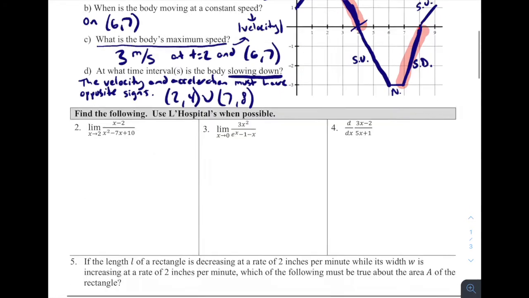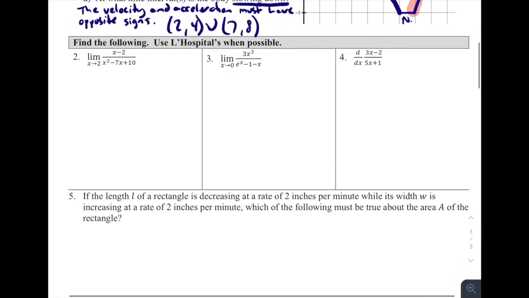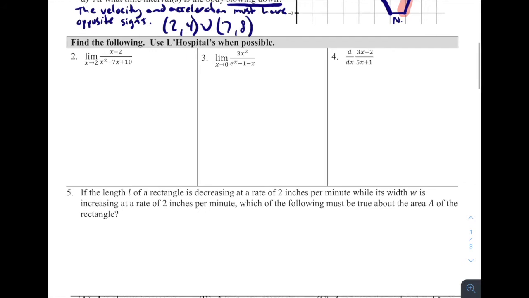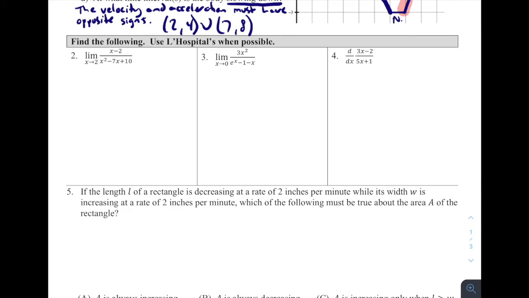Cool. Number 2, L'Hopital's rule. Again, from this most recent section 4.7, we know that L'Hopital's rule only applies in functions or limits that are in indeterminate form. So let's do direct substitution and check first. If we do 2 minus 2 over 2 squared minus 7 times 2 plus 10, that's going to be 0 over 0, which is, in fact, that indeterminate form.